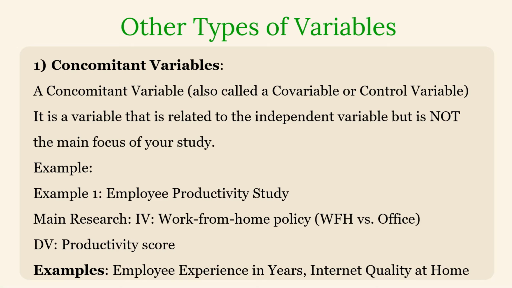But here the employee productivity may also get affected by employee experience in terms of years, the internet quality at home, and the age of the employees. But since these factors are not part of the research study, they are called concomitant variables, which are required to be controlled by the researcher so as to avoid their impact on the outcome of the dependent variable.